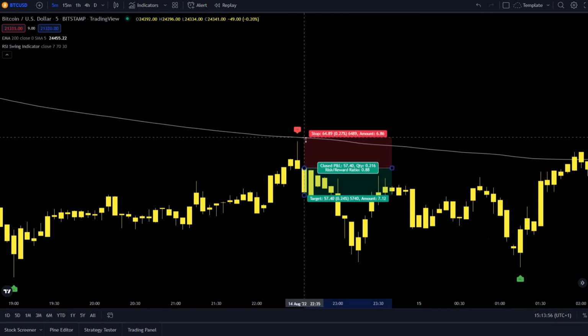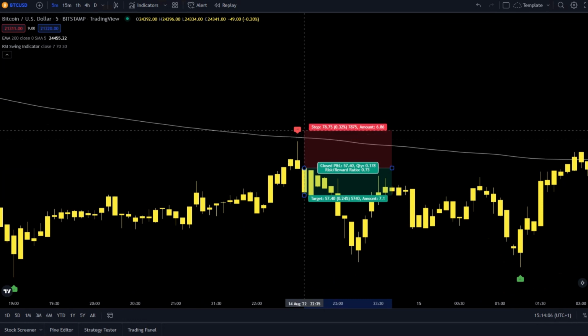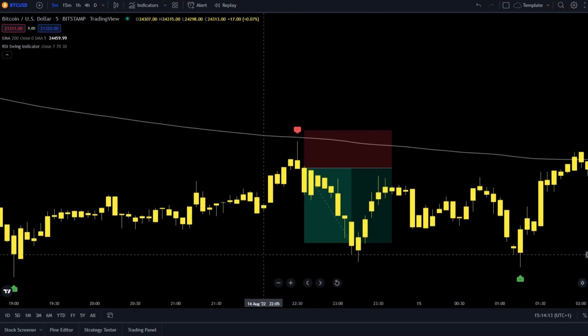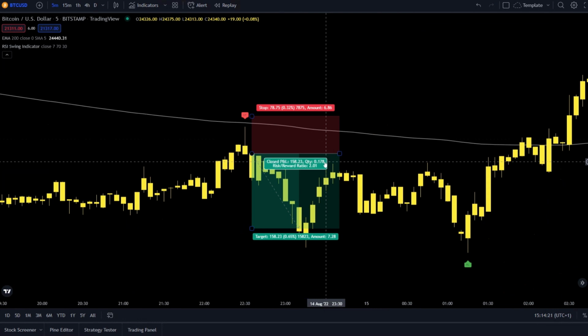Depending on where the EMA is, you can either put your stop loss at the 200 EMA, or you can put it at the top of the previous high, or you can put it at the red icon. You can target 2 times the risk for this trading method, as you can see that trade hit.